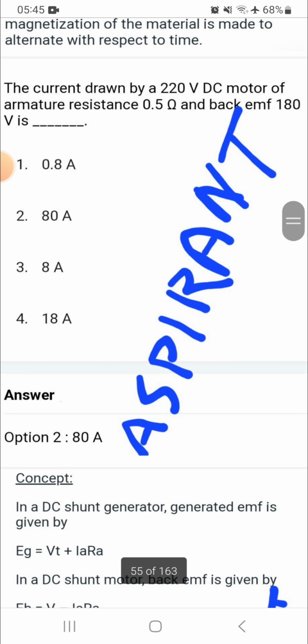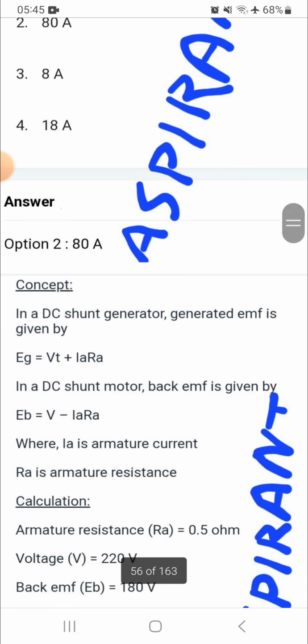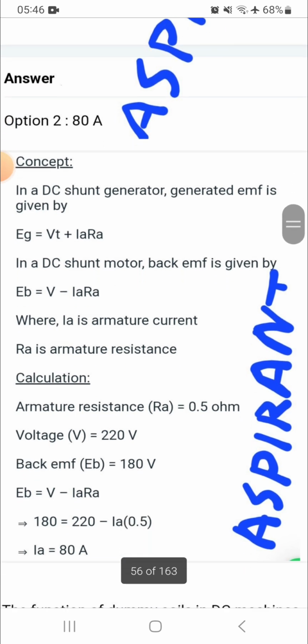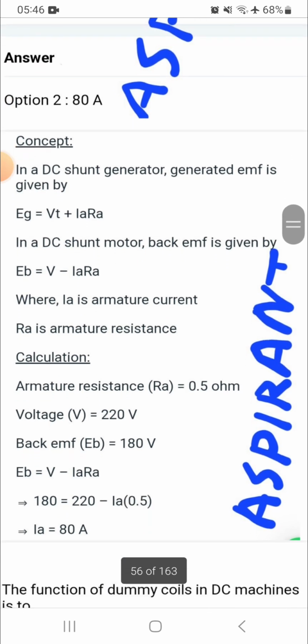The current drawn by a 220 volt DC motor of armature resistance 0.5 ohm and back EMF of 180 volt is 80 ampere. How is the concept? In a DC generator, generated EMF is given by... In a DC shunt motor, back EMF is equal to V minus armature current into armature resistance. So the calculation: Eb equals V minus Ia Ra. The answer is 80. Okay. It is in the DC shunt motor and also in the DC shunt generator. We will have to see what the problem is there as well.